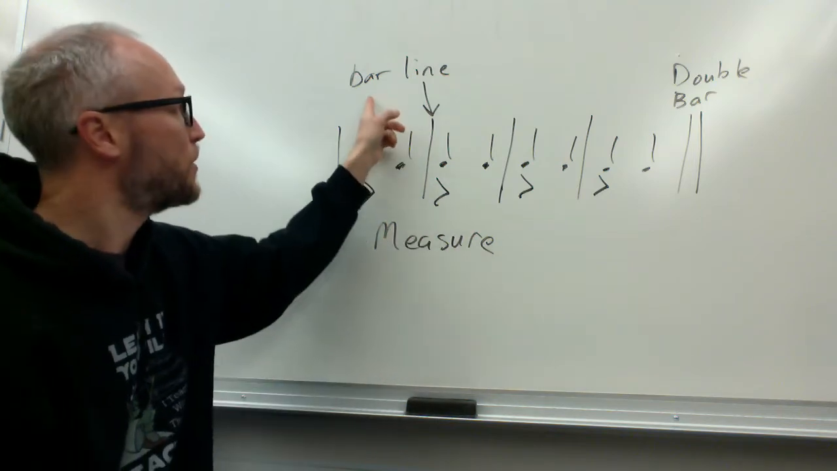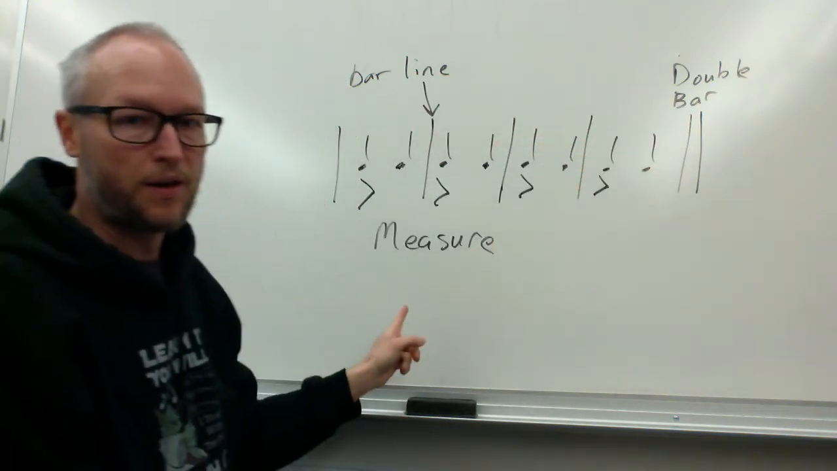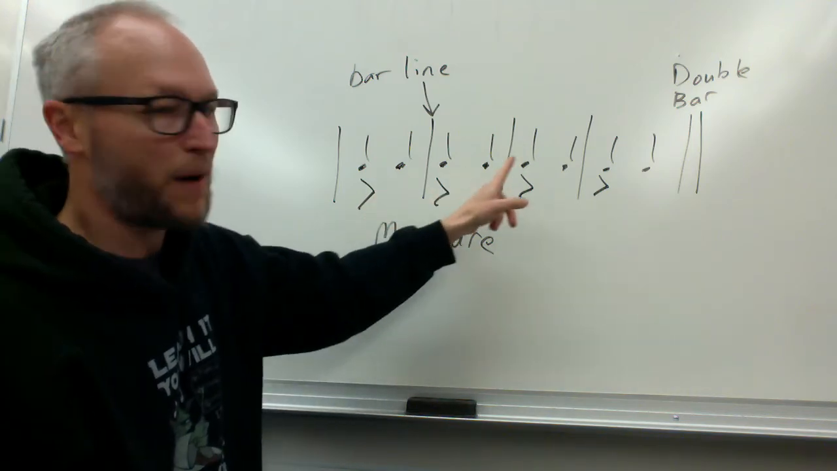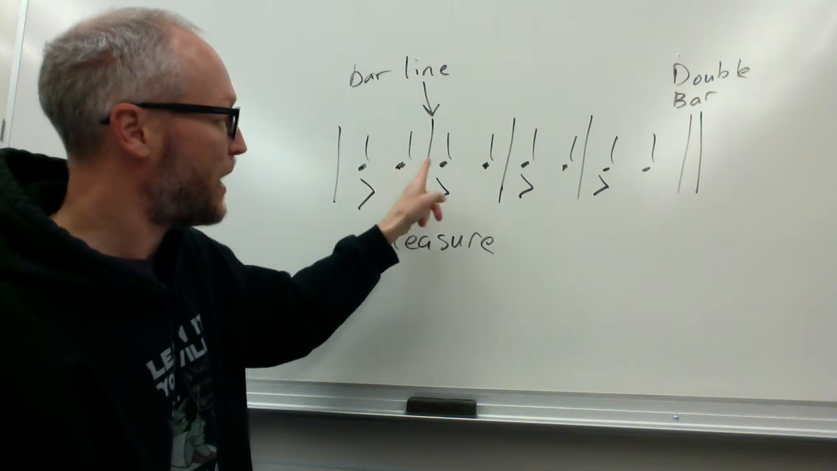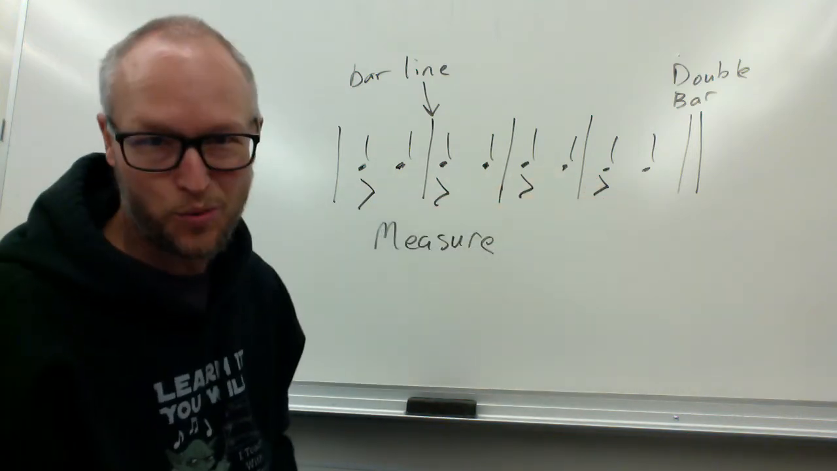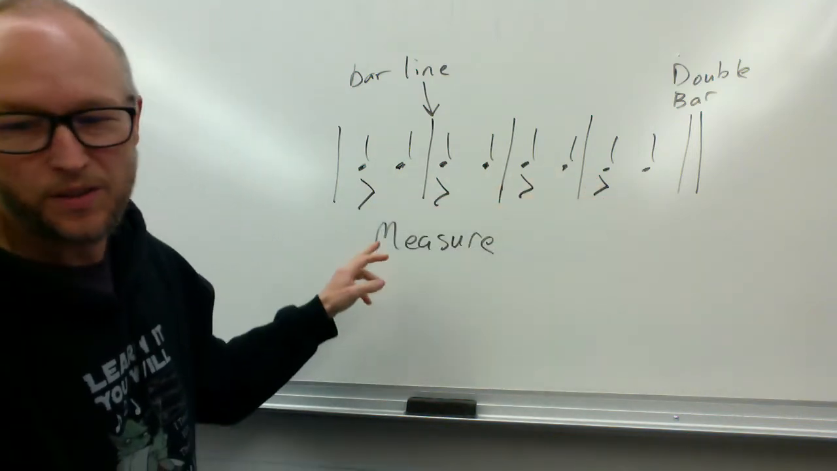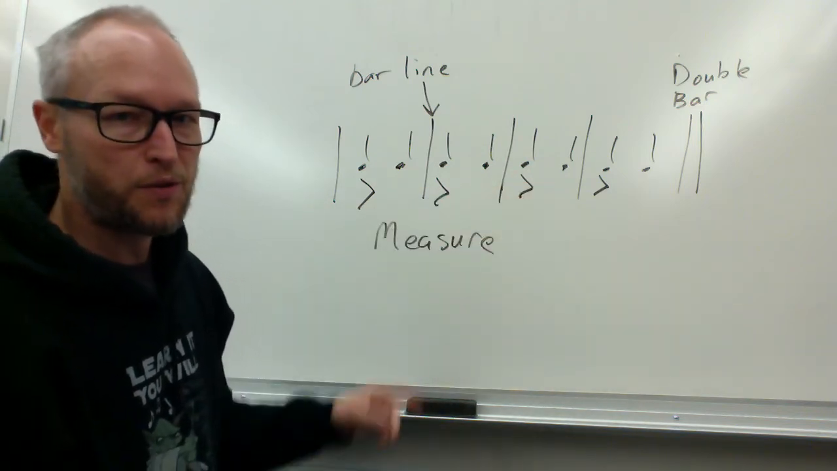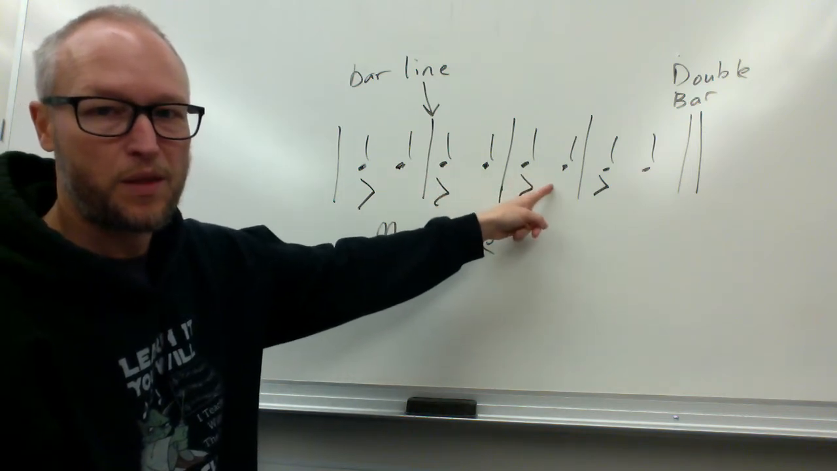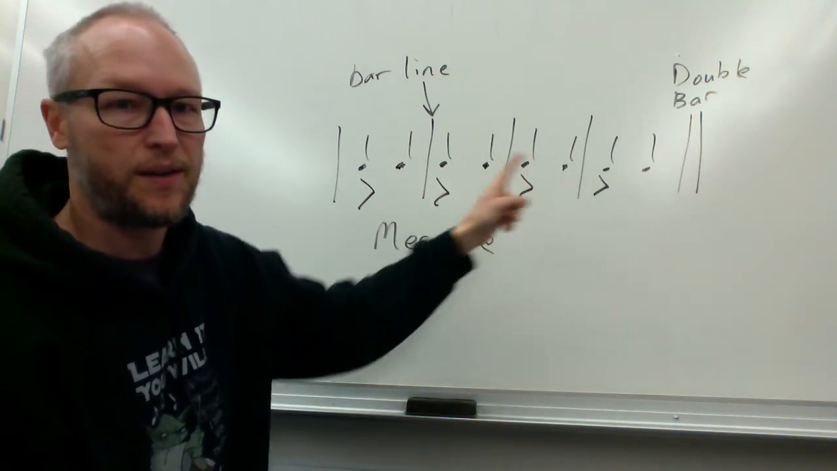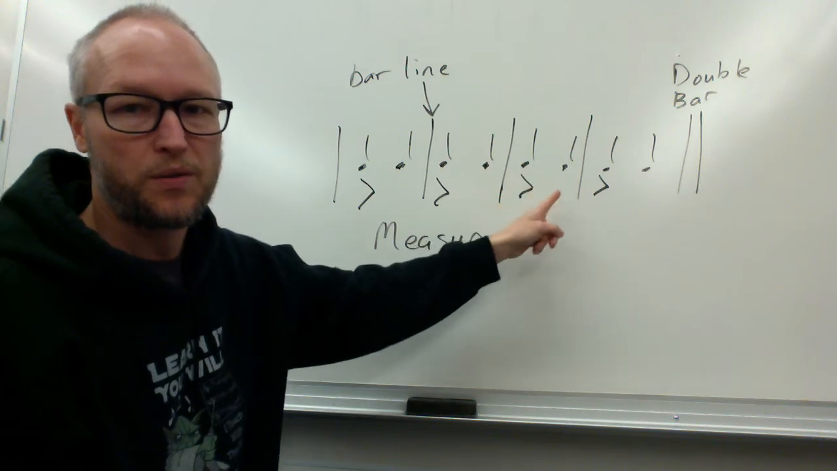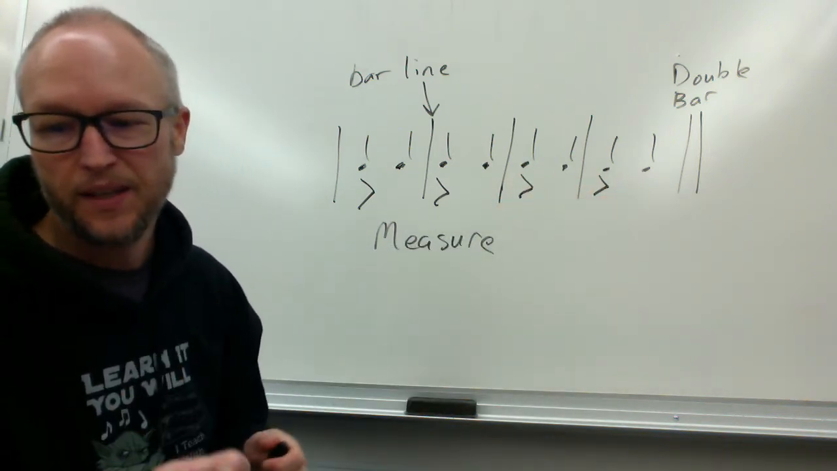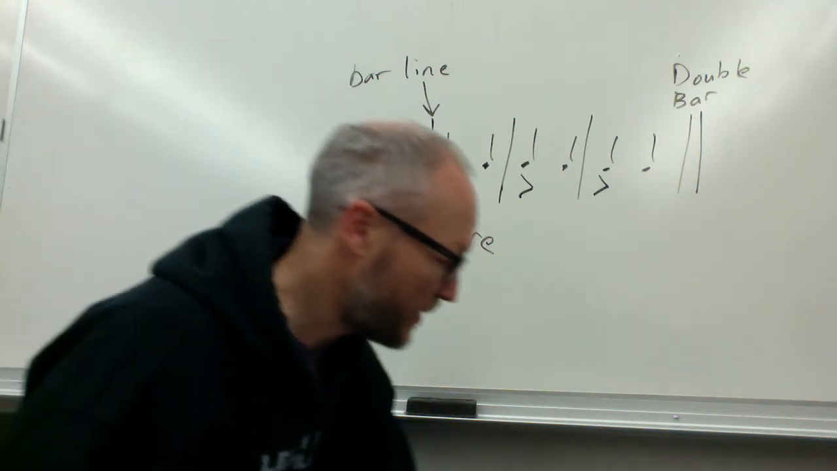So we have some key words here: bar line, double bar, and measure. Sometimes you can call these boxes, like there's 2 beats to a box, but the official word is measure. So this is a measure. If I say third measure, that would be the 1, 2, that would be the third measure. How many measures do we see here? 1, 2, 3, and 4. There's 4 measures. Okay? All right, so now check this out.